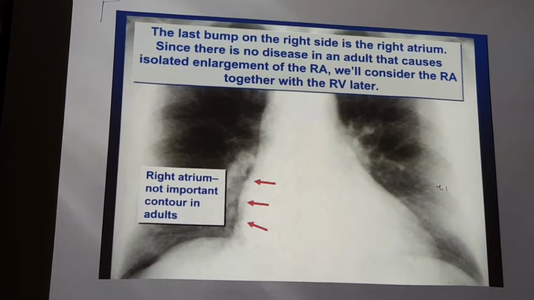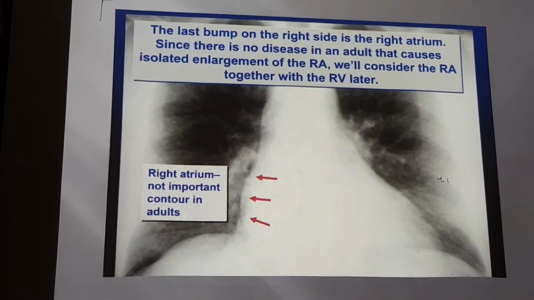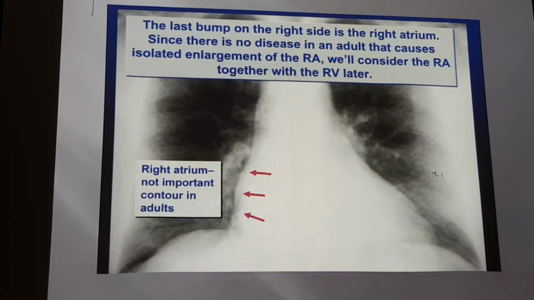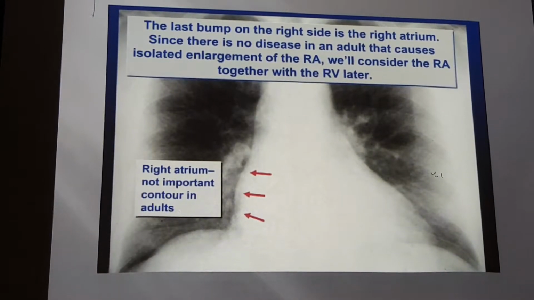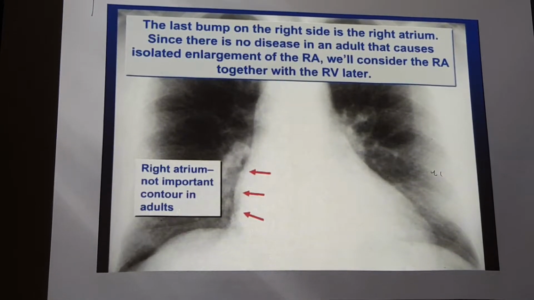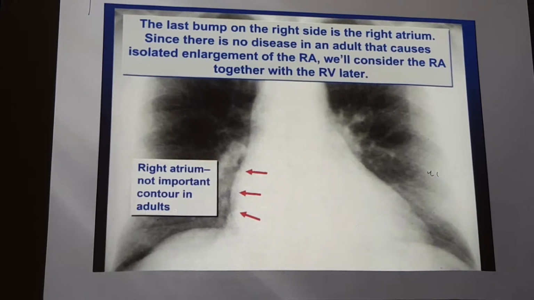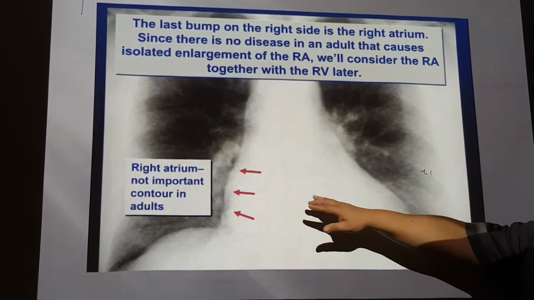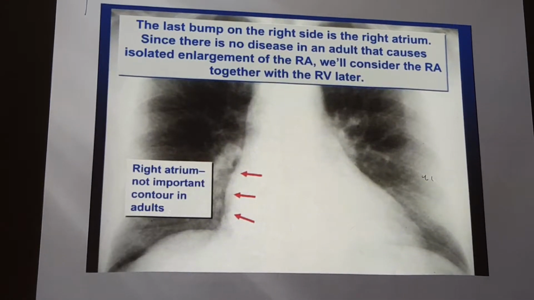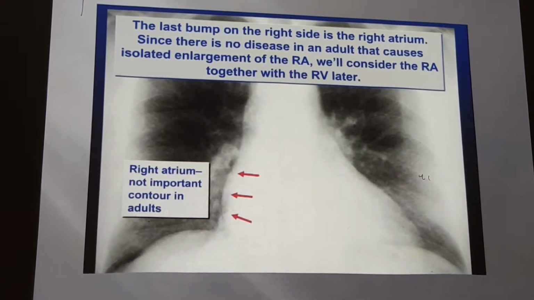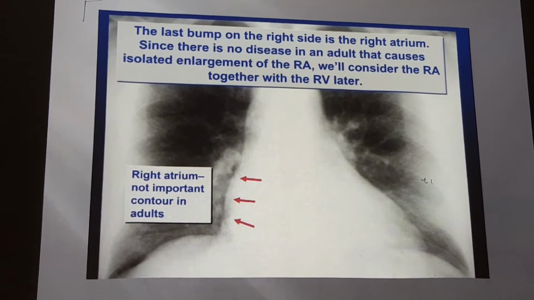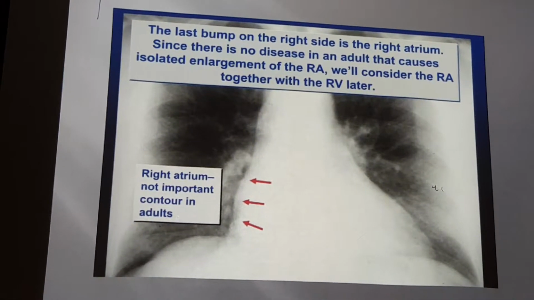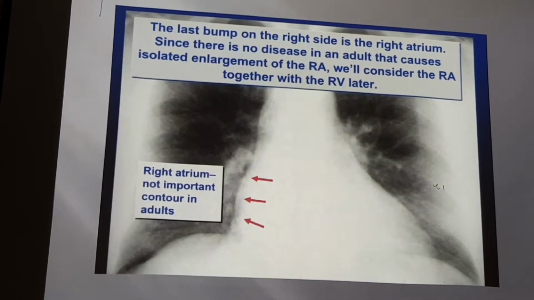The last bump on the right side is the right atrium. Since there is no disease in an adult that causes isolated enlargement of the right atrium, we'll consider the right atrium together with the right ventricle later. Normally, there's not much pathology with tricuspid valvular disease. So in adults, the right atrium is not really important in assessing for cardiac enlargement. Next slide.